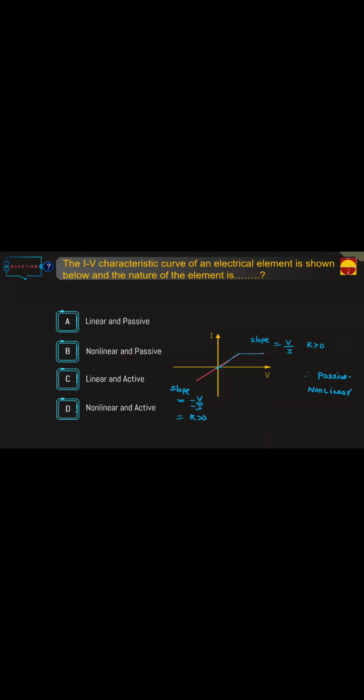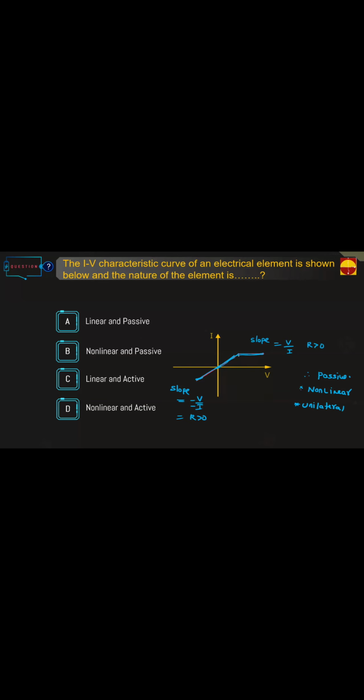Can anybody tell if it is unilateral or bilateral? It is unilateral. It is not bilateral. Why? Characteristics on both the sides are not the same. Up to this point it is okay, after this it is changing. After this it is only fixed lines. The characteristics on both the sides are not the same. That's why it is unilateral.